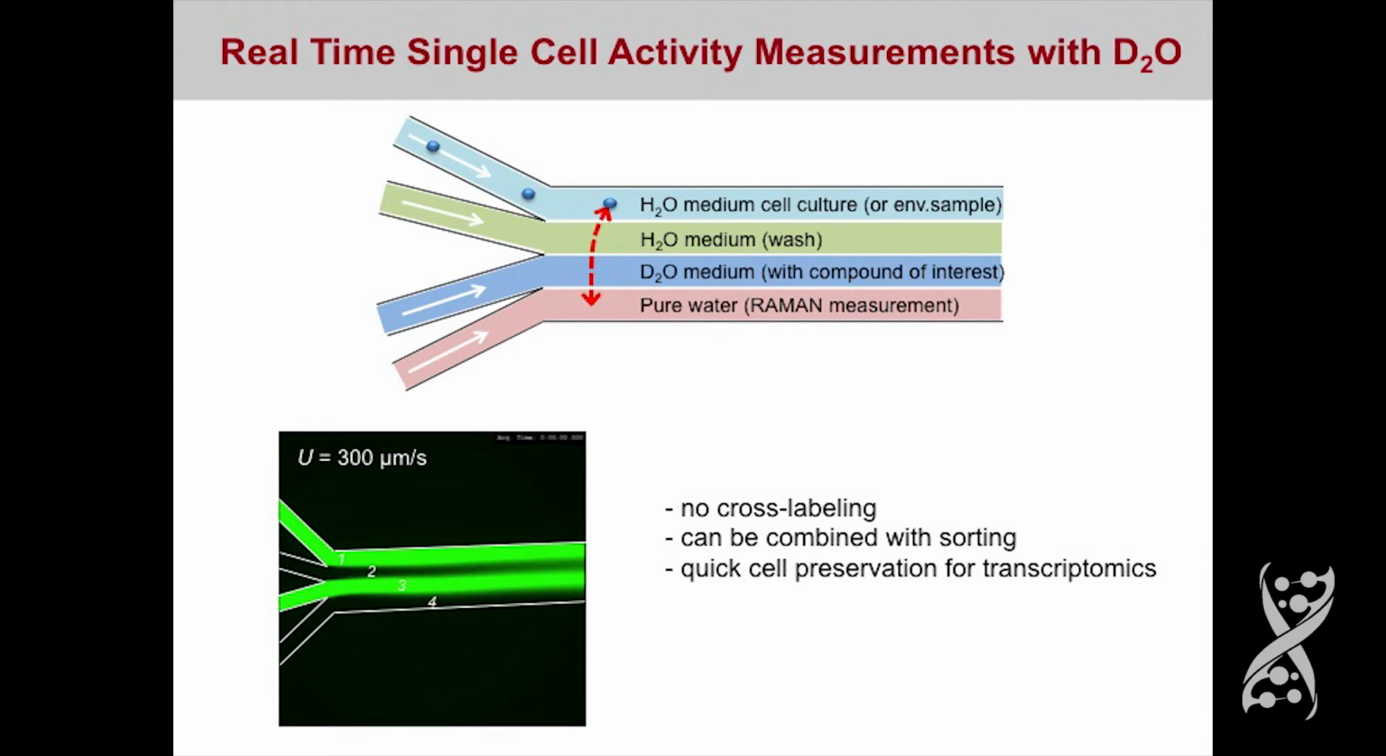And from time to time, you can just bring this cell here and measure it in pure water for its Raman spectrum to see whether it was able to use this compound, whether it's labeled. And of course, you can combine this with sorting. So immediately, you can release this cell here, where it will travel to a tube, and you can just preserve it immediately for transcriptomics. So we wanted to go real time with these activity measurements. And with this, I would finish my talk.